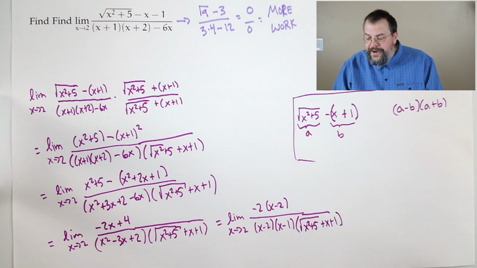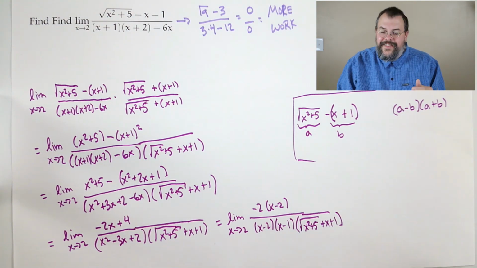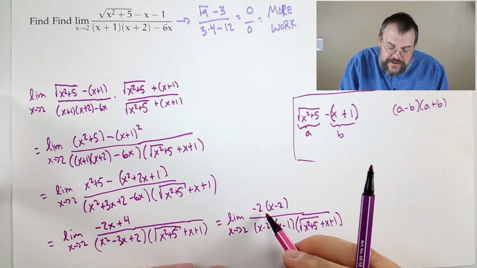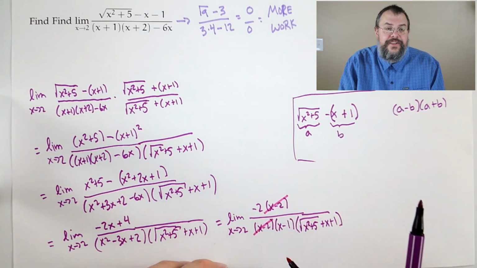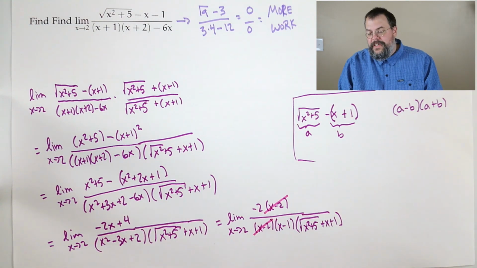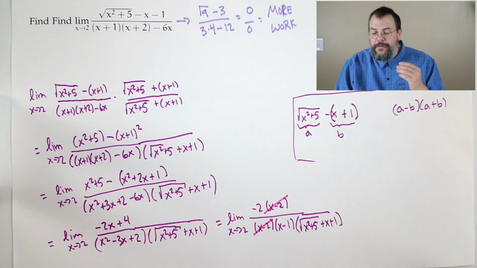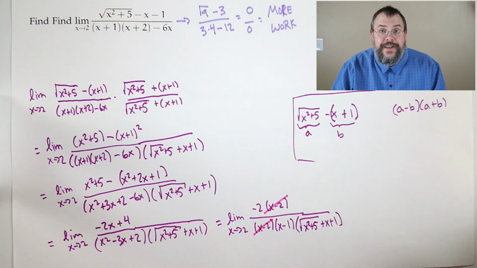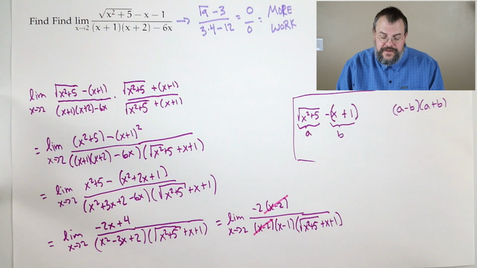Now, this is the satisfying part. We know we were getting 0 over 0. We've now gotten to the point where we can cancel the things which were causing the 0 over 0. And therefore, we've made progress. Important progress. We've gotten to the point where we can now make something where we don't get 0 over 0.